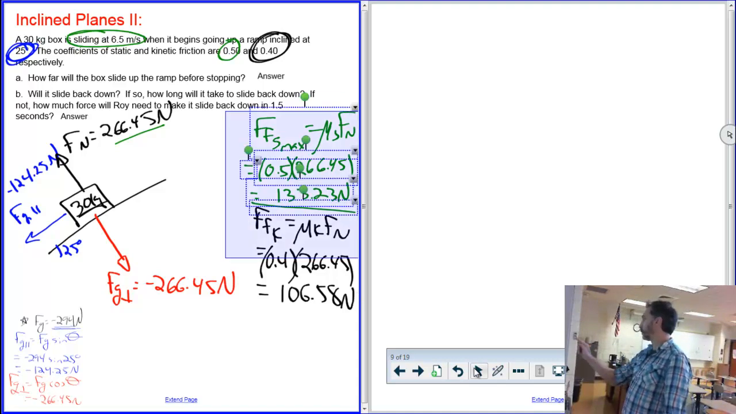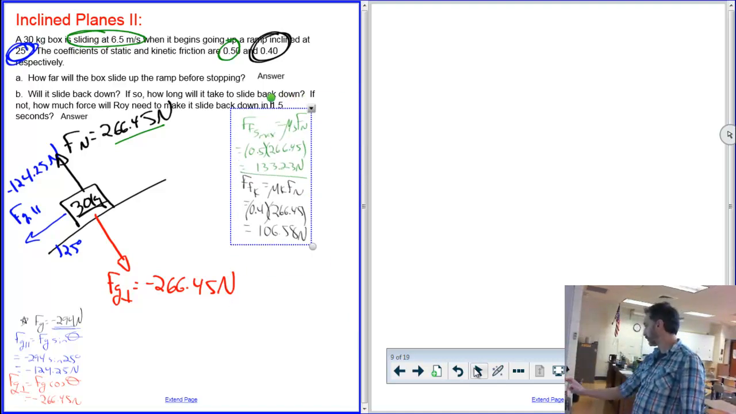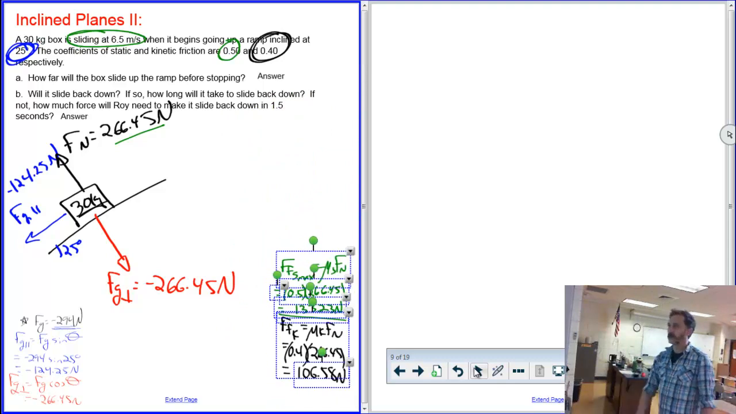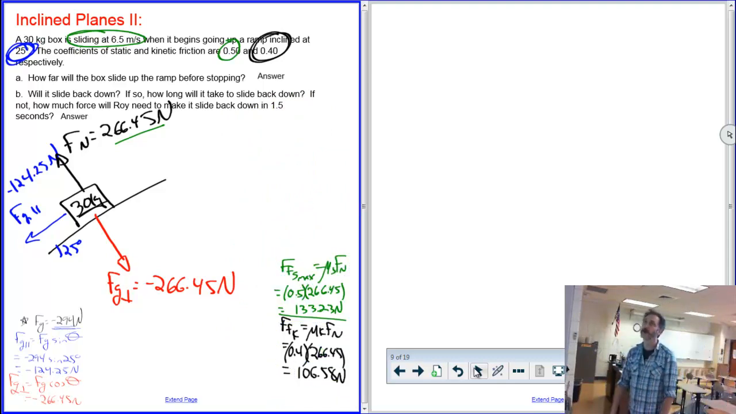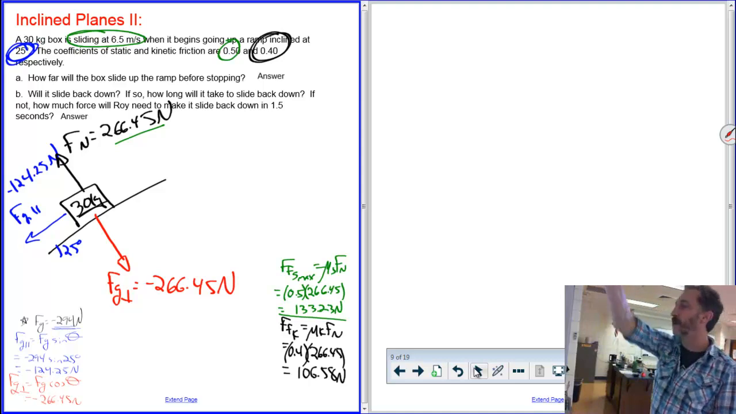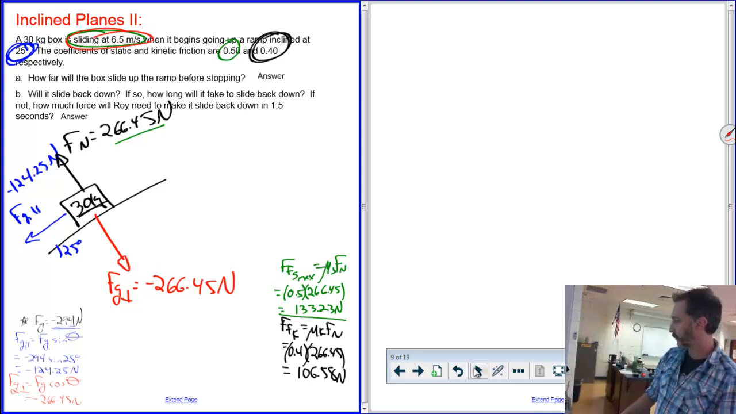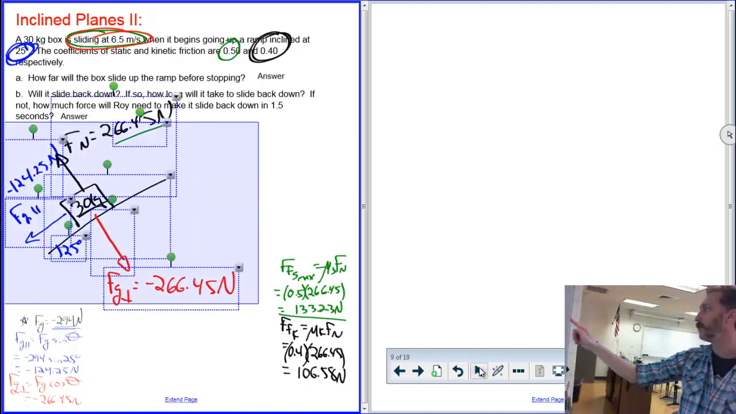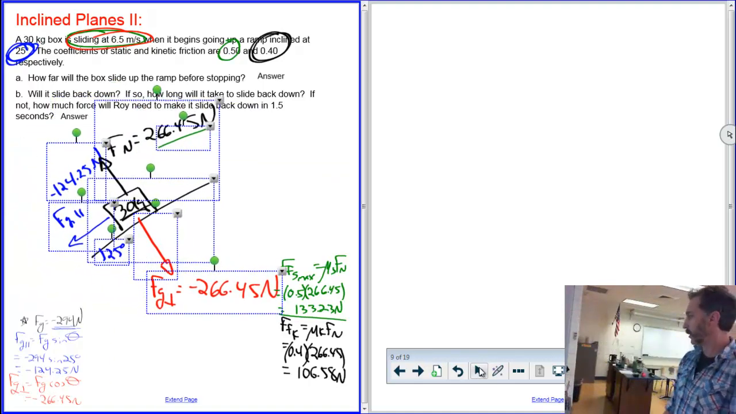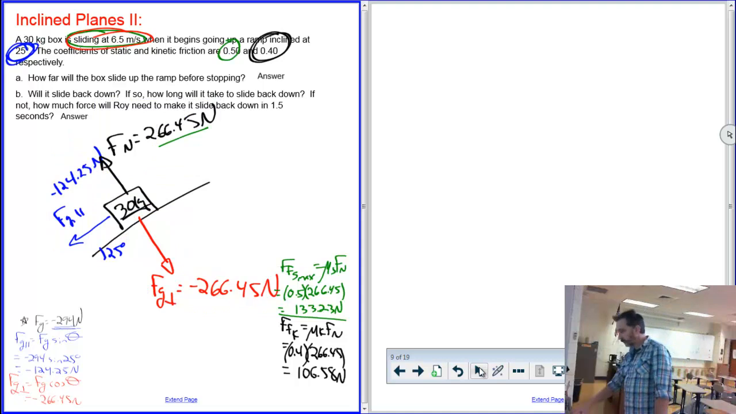All right, so put that down here. Okay, so we've done a lot of legwork here, so let's figure out what's going on. The problem tells us that the block is sliding up the ramp at 6.5 meters a second. I'm going to have to move my drawing here. We're going to run out of room, so let me move that over a little bit.